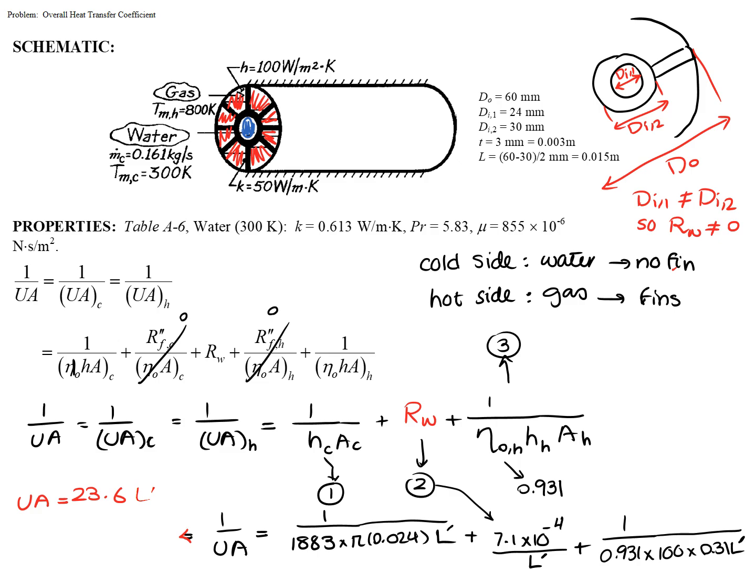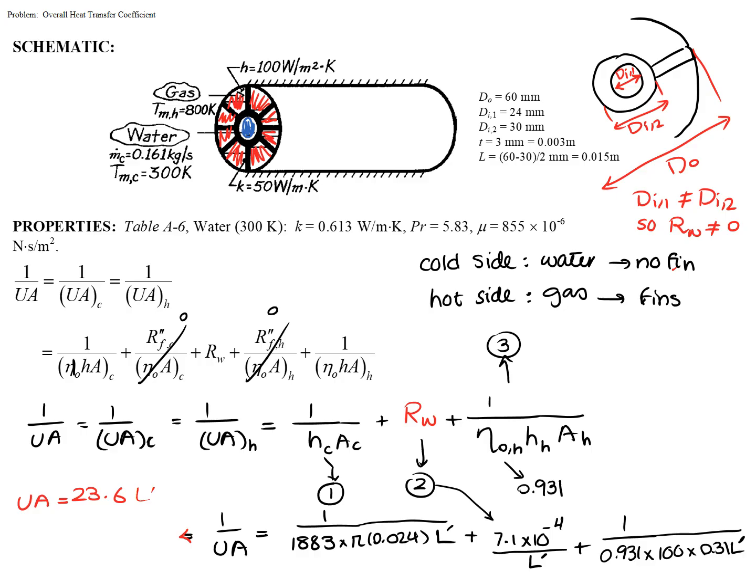The last term, or part 3, I'm calculating my overall efficiency of the fins to be 0.931. Again, I'll show you how I've got that. That's some calculations. And the H on that side is already given to me. That's 100. That goes into the bottom right side. And then there's also the area of the hot side, which I calculated to be 0.31 L prime.